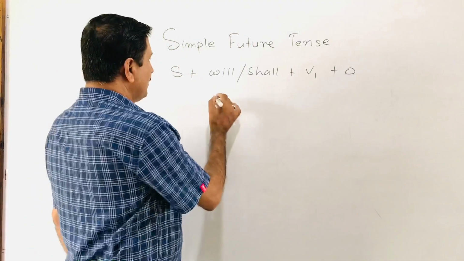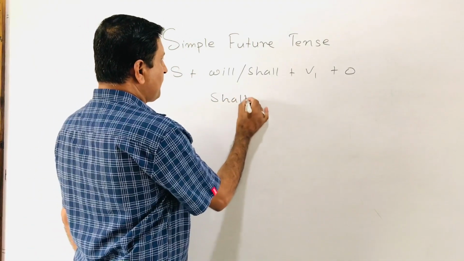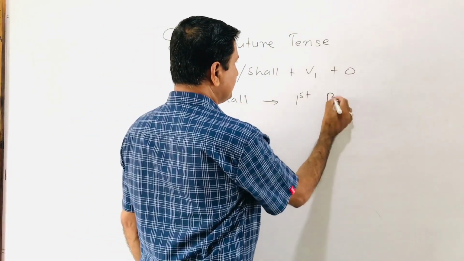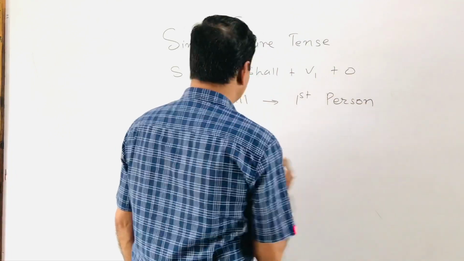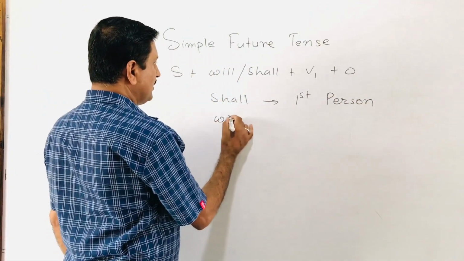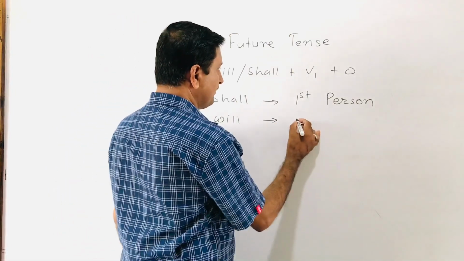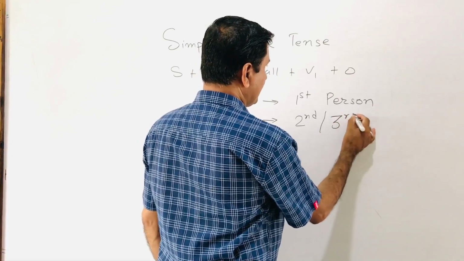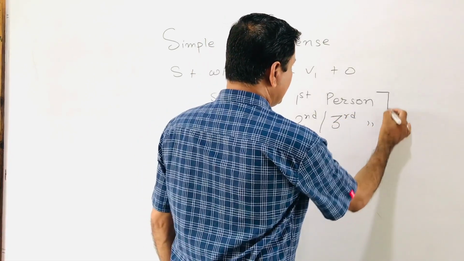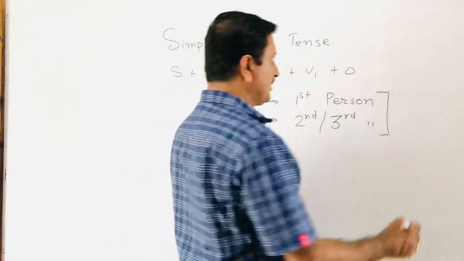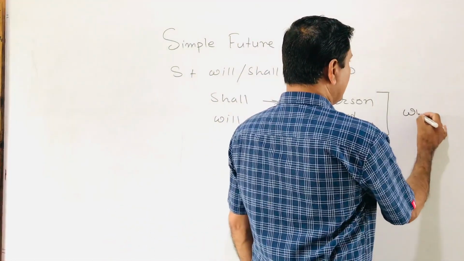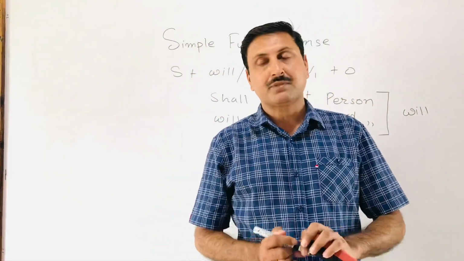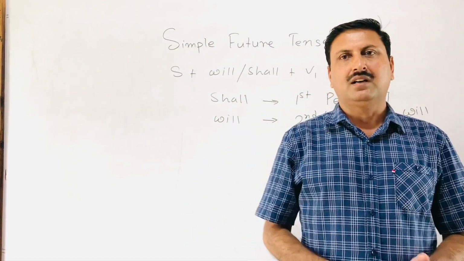Here, shall is used with the first person and will is used with the second and third person. But nowadays it is common that we use will everywhere, either with first person or second person or third person.